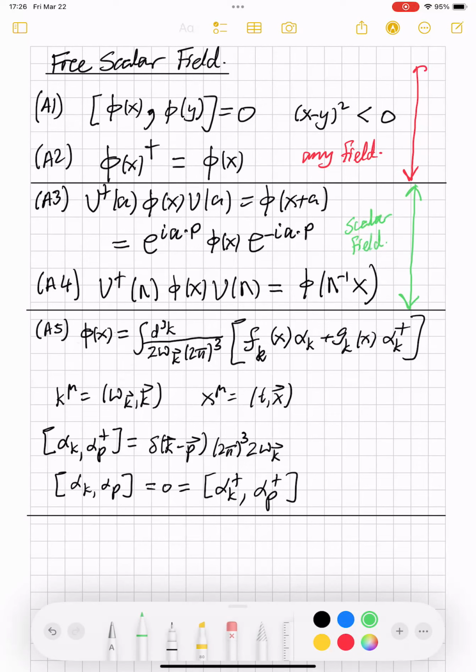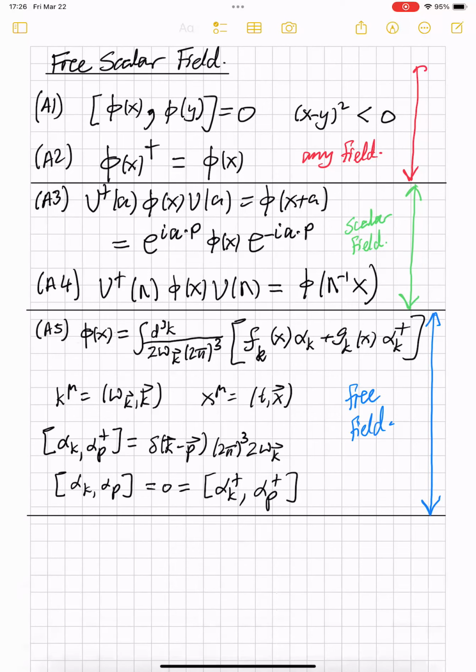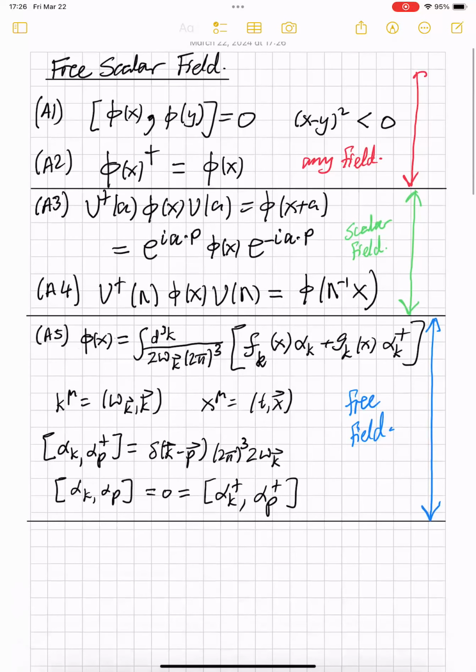And then finally, this last axiom, A5, is where we said we build the field out of harmonic oscillator creation annihilation operators. This is where we put in the fact that we are dealing with a free field. Now, in fact, A5 is not on the same footing as the other axioms. A5 was guessed.